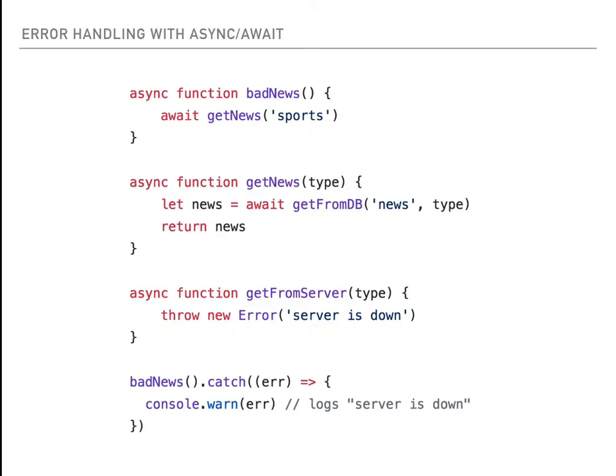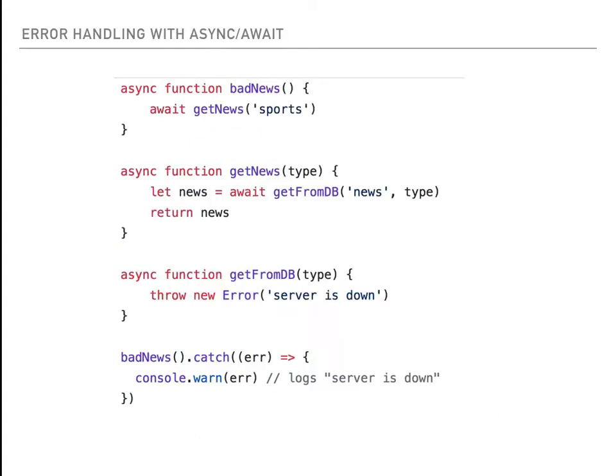So here's where it's interesting. It doesn't matter how many different awaits or async functions I've nested, it just bubbles up automatically for me. So here I've got my bad news function I call, which is an async function. It calls bad news, which awaits the get news function. The get news function awaits the get from DB function. In this case, the server's down, so it throws an error.